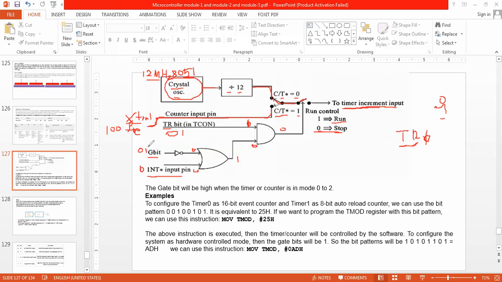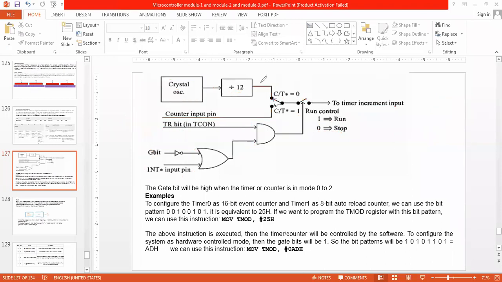If this bit is 0, this bit will be 1, right? Whether the interrupt pin is high or low, no matter, the OR gate output will always be 1. So this will be 1 and this will be 1. So again what will happen? The timer starts running. Okay. So the G bit, the gate bit, is there now.